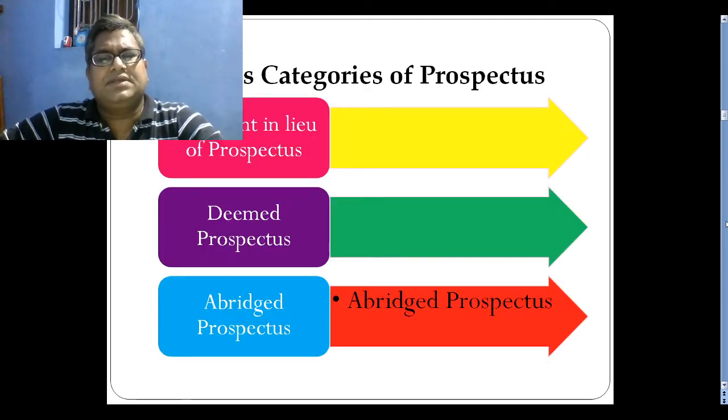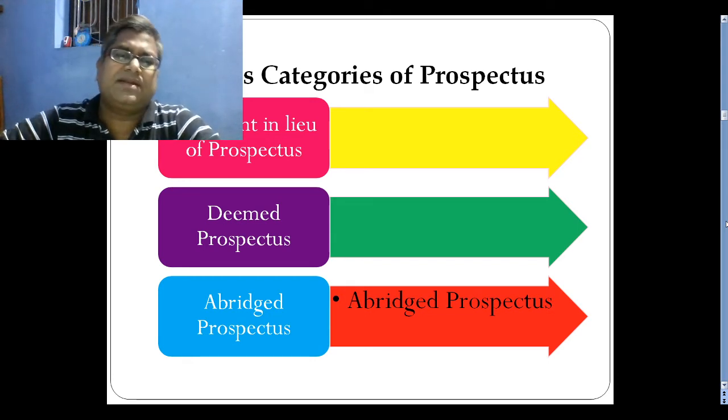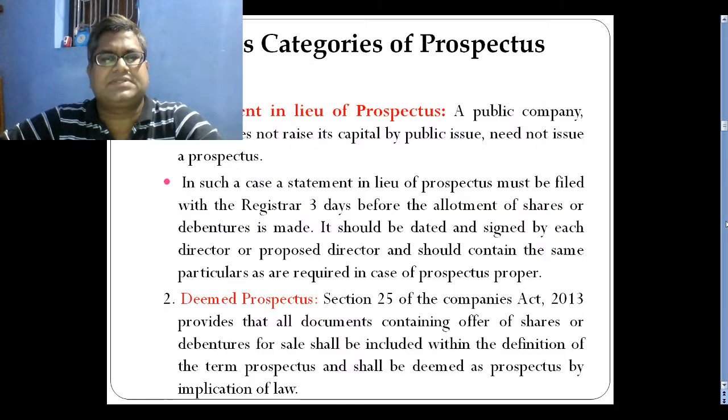My dear students, there are different types of prospectus. One is a statement in lieu of prospectus, another is a deemed prospectus, and another is an abridged prospectus. Statement in lieu of prospectus and prospectus are two basic types, and another two are the deemed prospectus and the abridged prospectus.